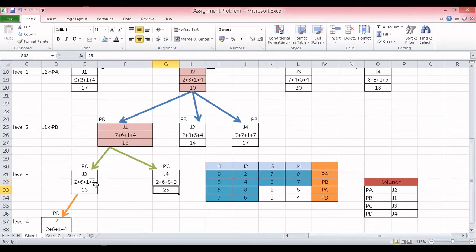The next two values we need to find are person C and person D. Now here we are considering person C.